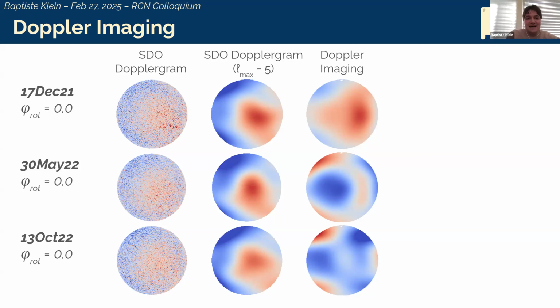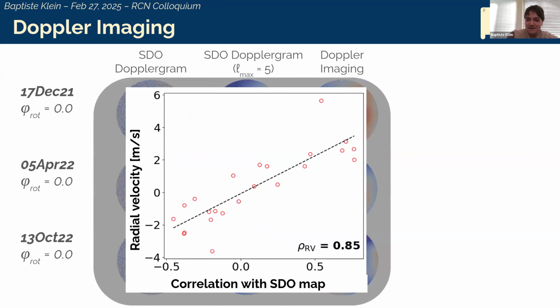And so what I did is I took all my maps at the same phase, and I compared. Here on the x-axis, you have the correlation between the Doppler imaging map and the SDO map. And on the y-axis, you have the radial velocity at the phase where I compare the two maps. So you see that when the absolute value of the radial velocity is high, we tend to have a better correlation with the SDO map. And that was expected. That's basically the reason why we didn't have a match on the other two.